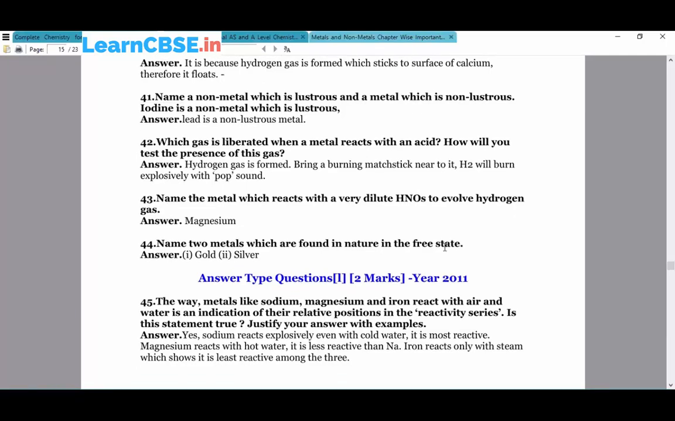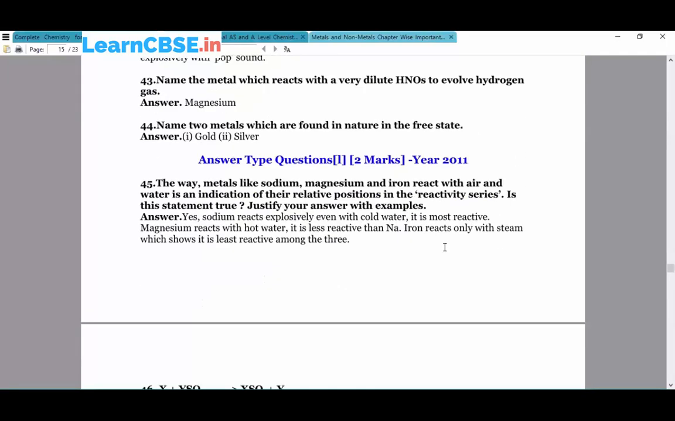Name the metal which reacts with very dilute HNO3 to evolve hydrogen gas. Magnesium. Name two metals which are found in nature in the free state. Gold and silver, because they are very unreactive metals.